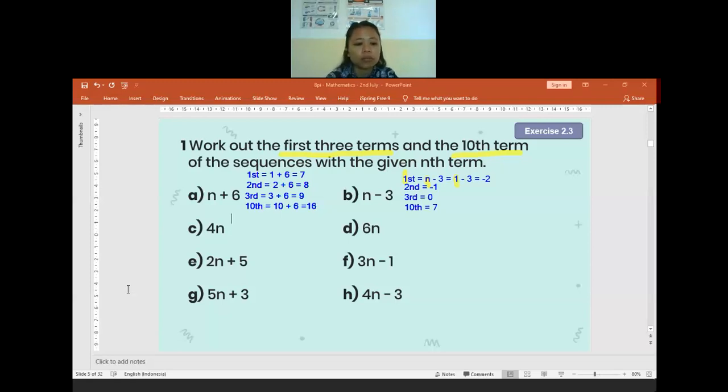Okay, what is the first term in question C? Yes, for the first term, it will be equal to 4. What about the second term? Yes, the second term will be 8. What about the third term? 12. Good job. The fourth term? Oh, sorry, not the fourth term, the 10th term. The 10th term will be equal to 40. Is there anyone confused? No? Really? Okay, if no one is confused, I will continue to question 1D. What is the first term?